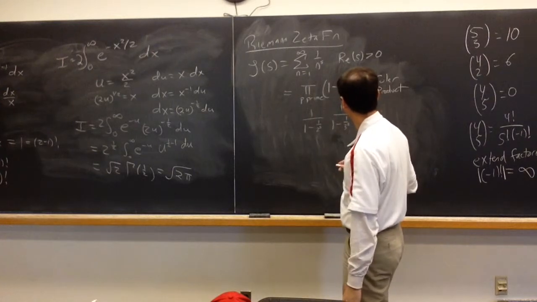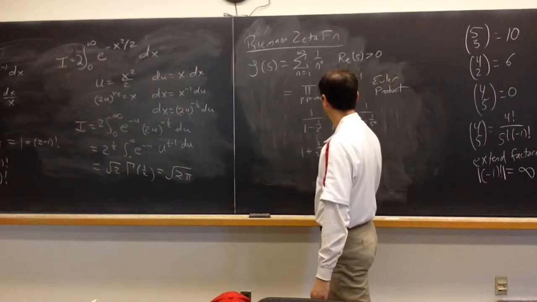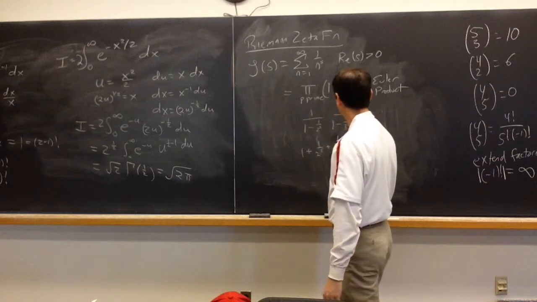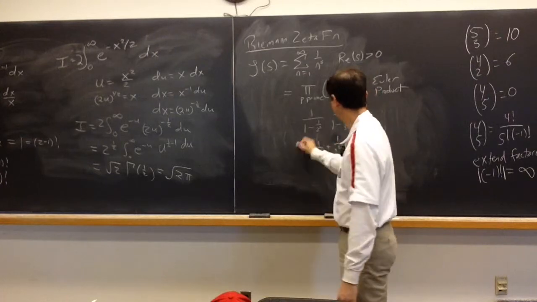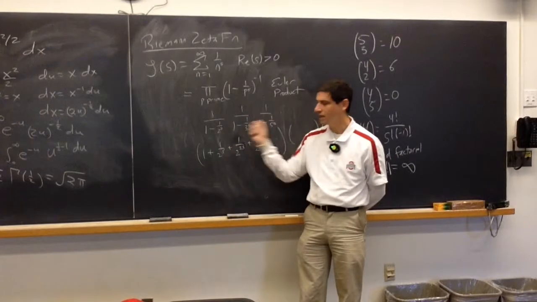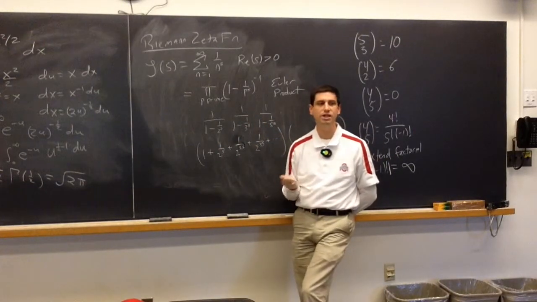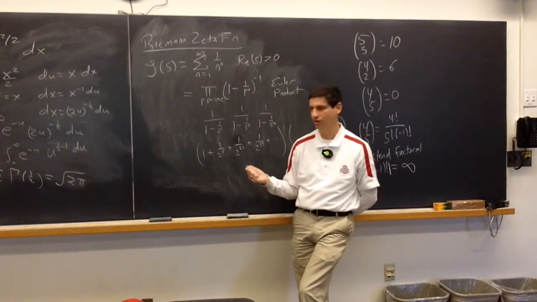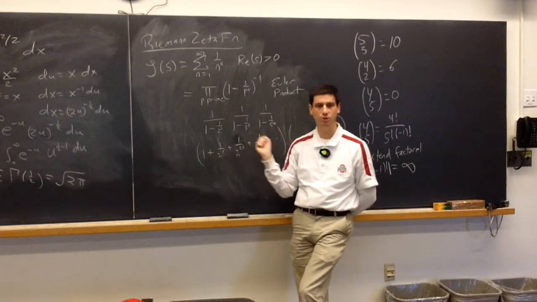let me see, am I doing this correctly? Yes. When you expand this out, you get 1 plus 1 over 2 to the s, plus 1 over 2 to the 2s, plus 1 over 2 to the 3s, plus dot, dot, dot, times similar things for all the others. And when you multiply everything out, by unique factorization, every integer can be written uniquely as a product of prime powers, you'll get the numbers 1 over n to the s. And each number you'll get once and only once.